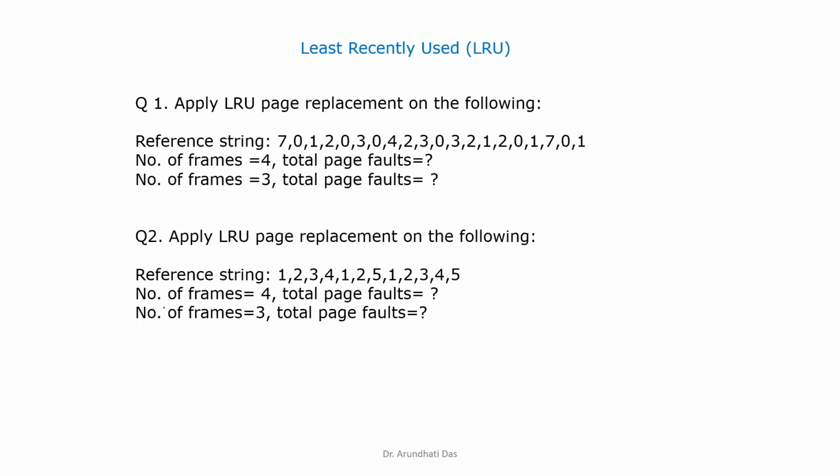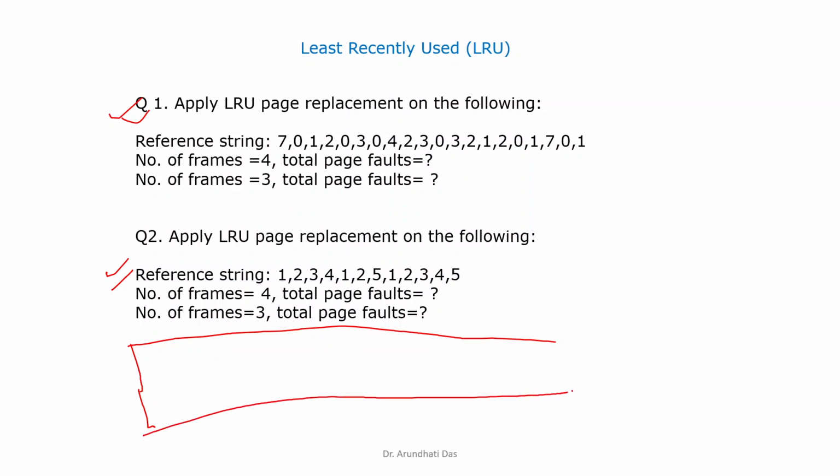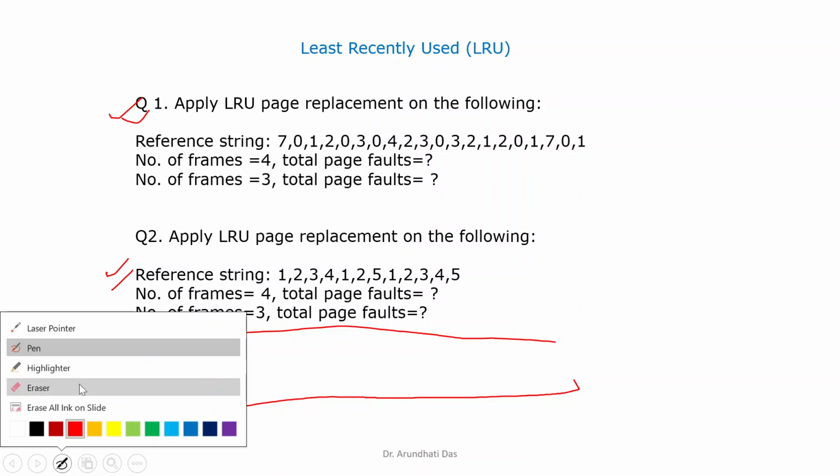shall we try the second example as well? Okay, so in the second example, let me have the number of frames 4 here. This is the first example that we have just done. Okay, second example will be this one. Okay, let me just redraw it correctly.